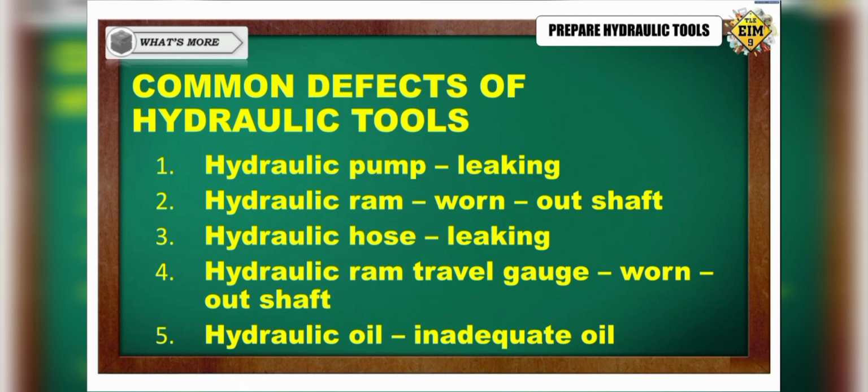That's why lumuluwag po siya. Okay? And then hydraulic hose, siyempre leaking din po yan, naluluma din po yan. At the same time, naiipit minsan. That's why nagkakaroon po ng mga leakage, lalo po dun sa mga terminal niyan. Okay? And then yung hydraulic ram trouble gauge, worn out of shape din po siya, o yung lumuluwag din po siya, o naluluma din talaga siya.